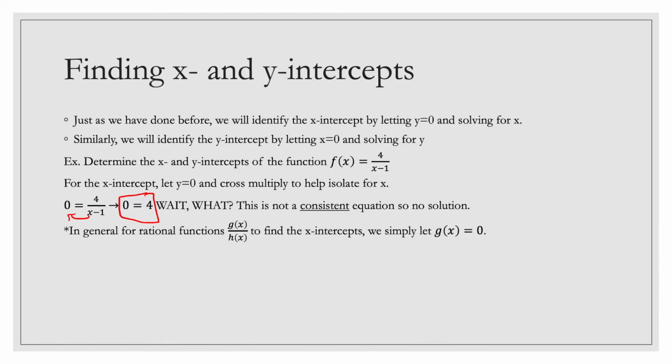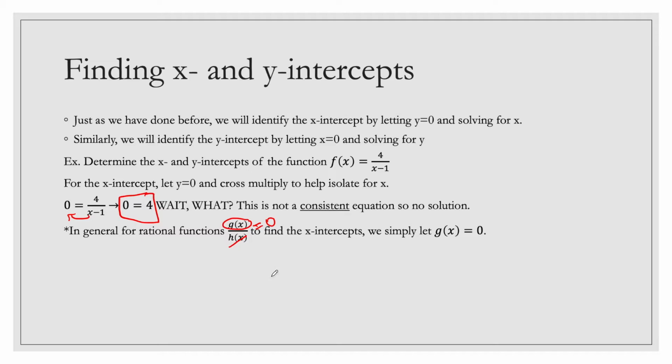I won't talk about this too much now. But in general, if we want to find the x-intercepts of a rational function g(x) over h(x), we can simply let g(x) equal 0. And the reason for this is because when you let this whole entire rational function equal 0, h(x), the denominator, simply is gone. Because when we cross multiply and we multiply by 0, we end up getting 0. But again, I won't talk about this in too much detail yet. This is going to be covered in another lesson.